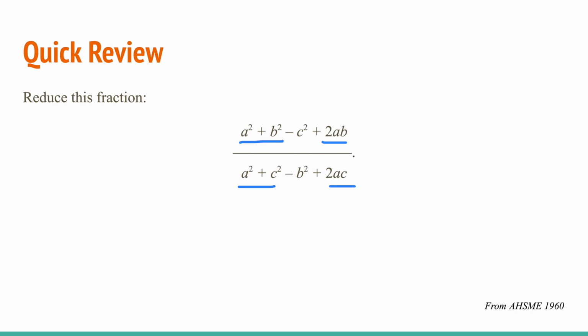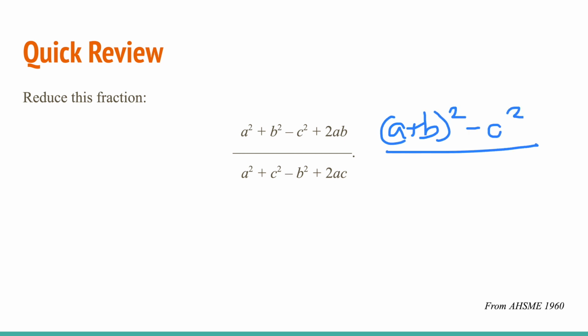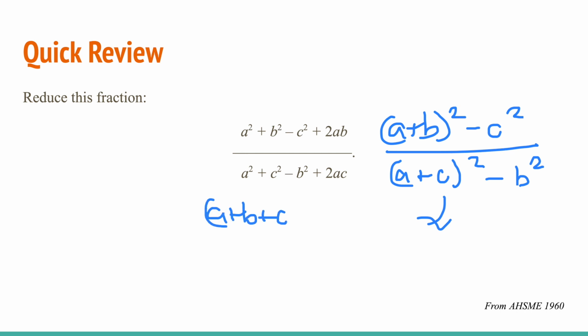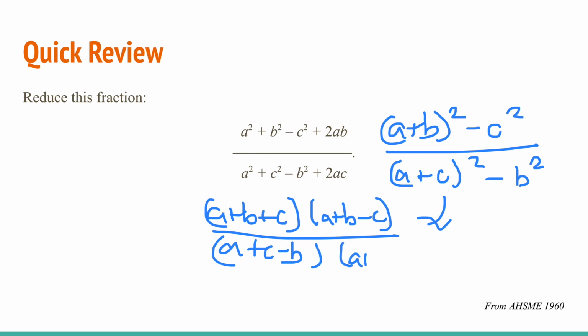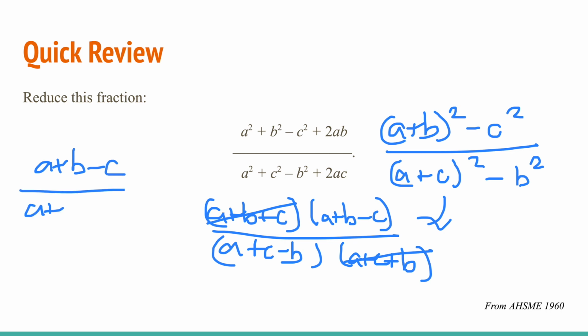So after factorizing these, we get (a plus b) squared minus c squared over (a plus c) squared minus b squared. This is just the difference of squares factorization, so we can factorize it once more. We get (a plus b plus c) times (a plus b minus c) over (a plus c minus b) times (a plus c plus b). These two factors cancel out, and then we are left with our answer, which is a plus b minus c over a plus c minus b.